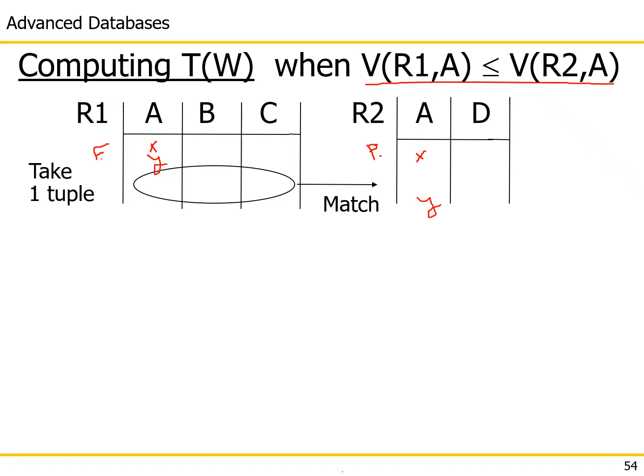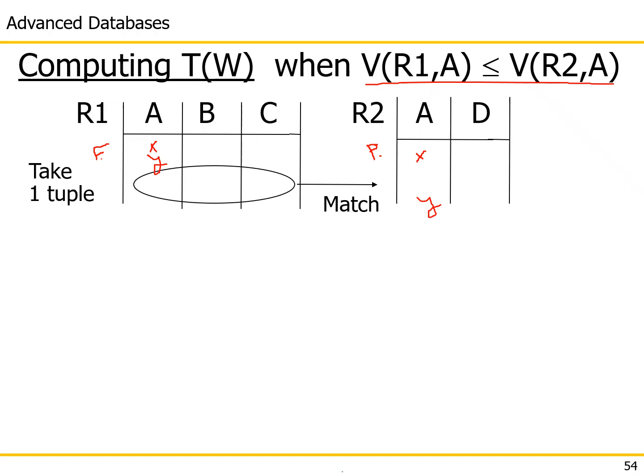Well, let's look at this case. When the number of unique values in R1.A in this column is less than or equal to the number of unique values in R2.A, what does this mean? This means this is the foreign and this is the primary. Because the number of unique values here could be less than what's in here. So this has to be the foreign and this has to be the primary. Okay?